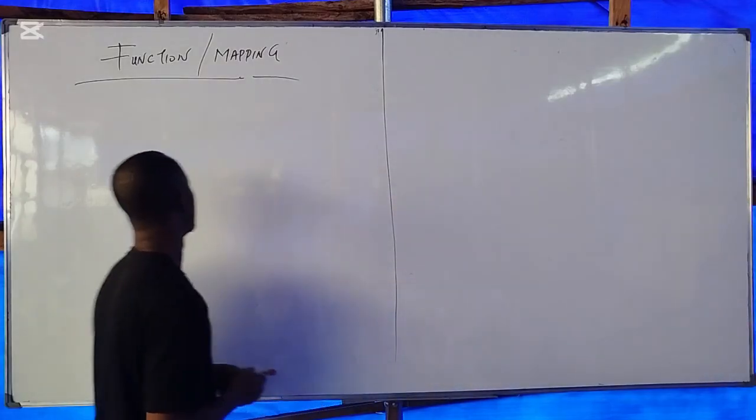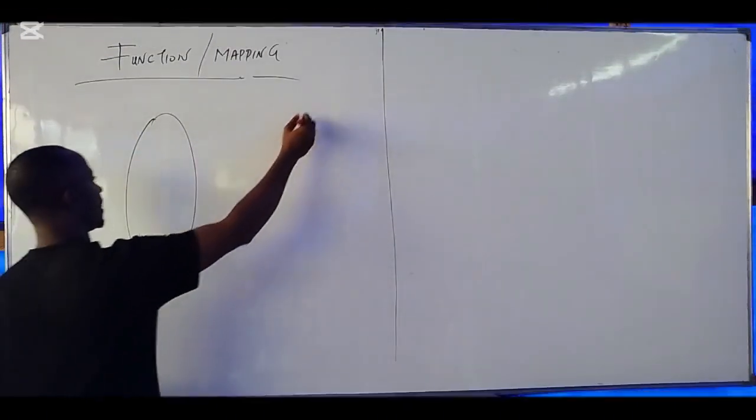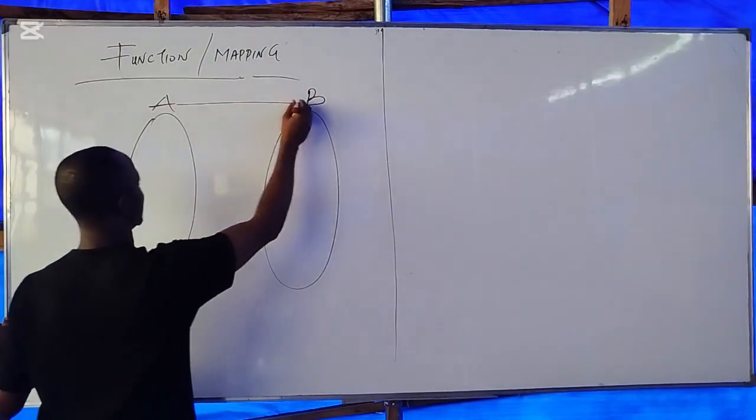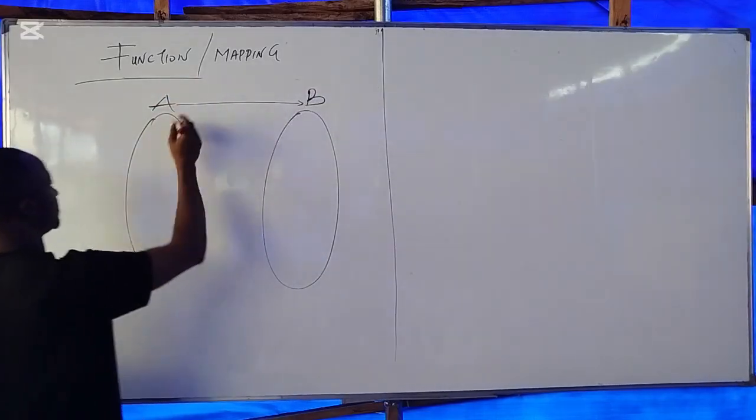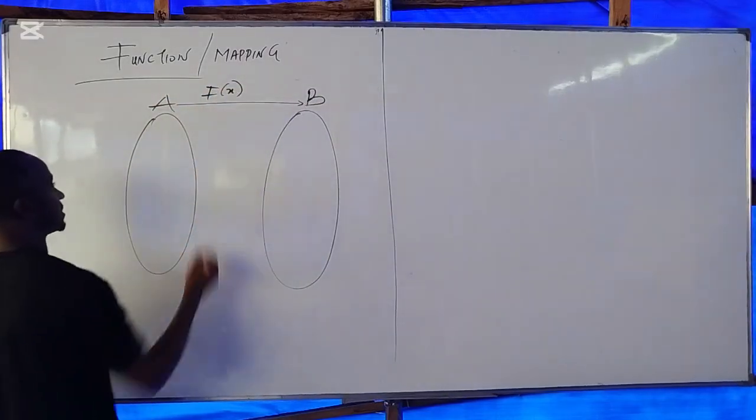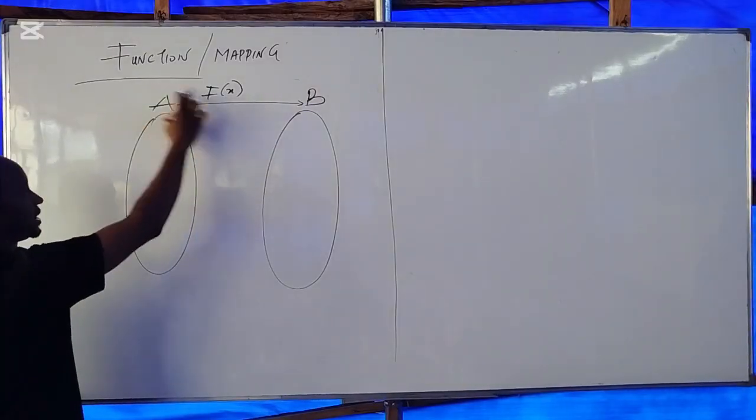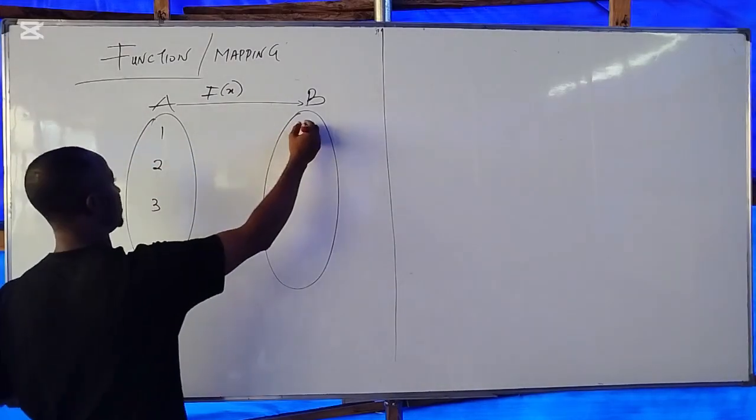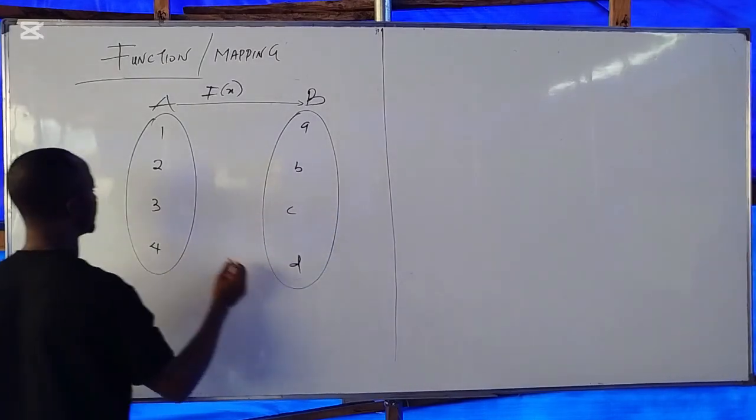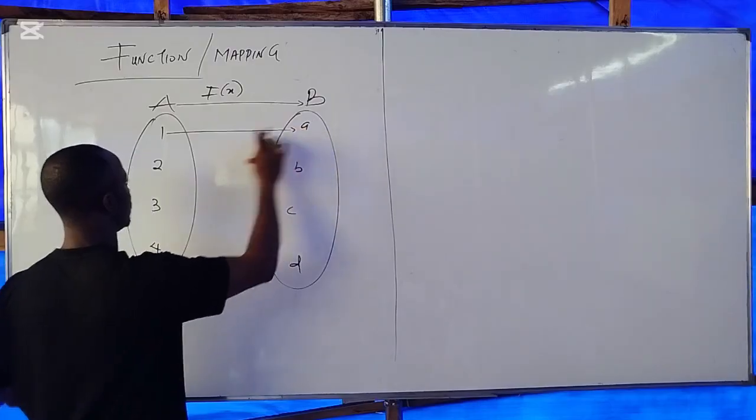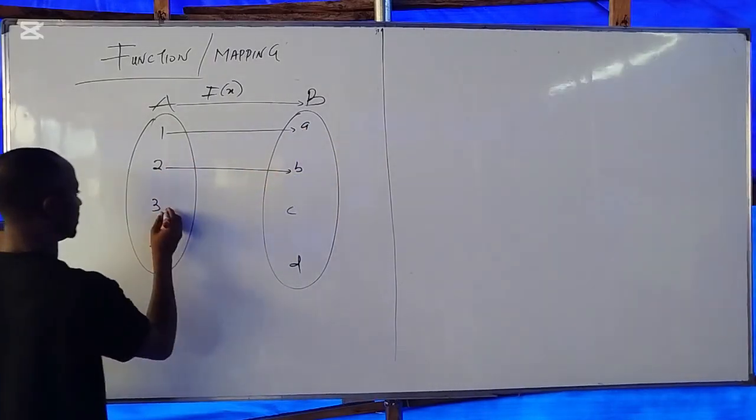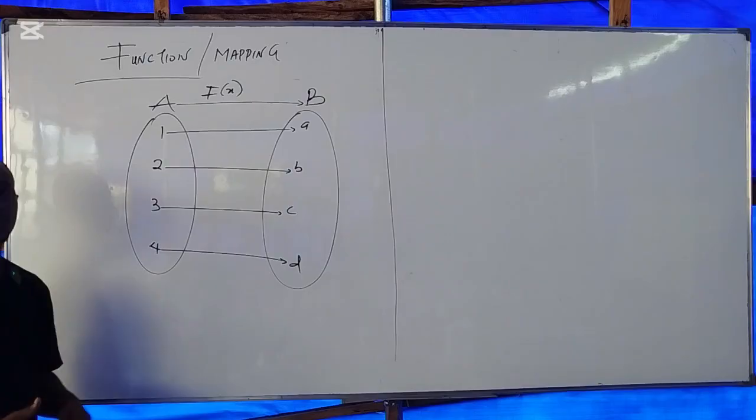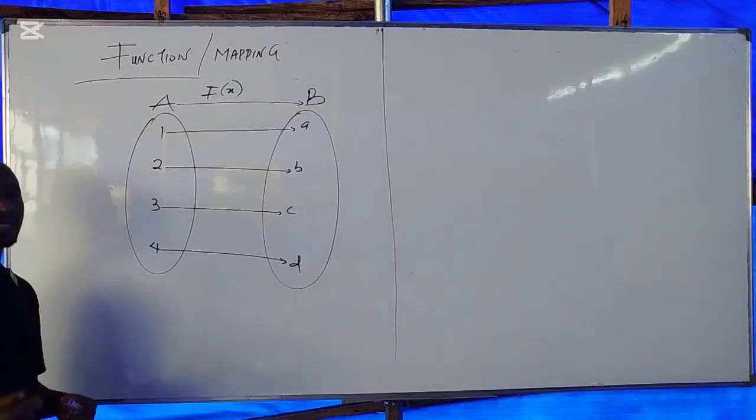Let's look at this diagram. We have set A and set B, and set A is assigned to set B. Let's say we have a function f(x) connecting A with B. If A is 1, 2, 3, and 4, and B is A, B, C, and D, and 1 is mapped to A, 2 is mapped to B, 3 is mapped to C, 4 is mapped to D, this kind of function is called a one-to-one function. Why is it a one-to-one function?